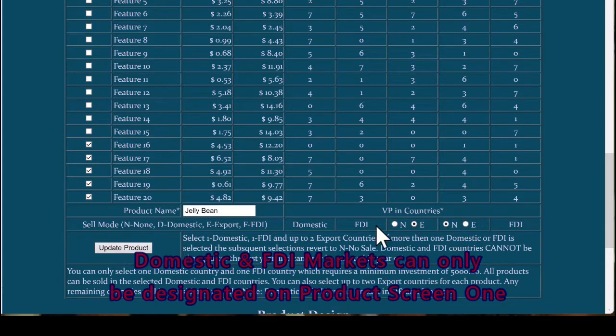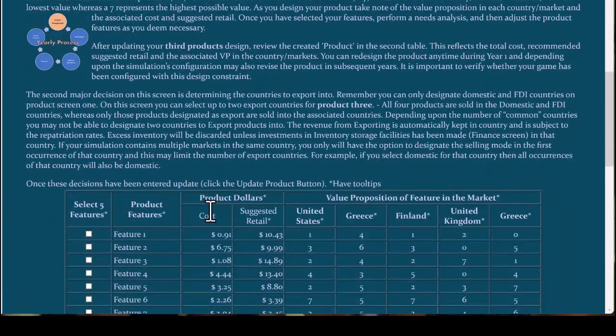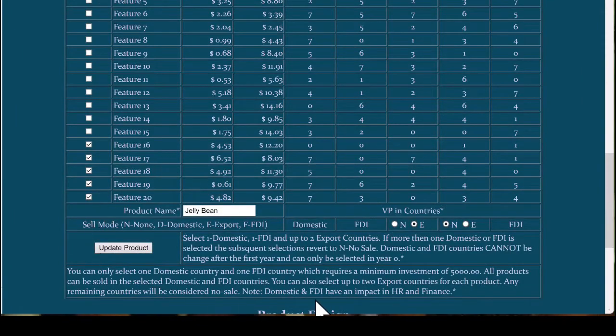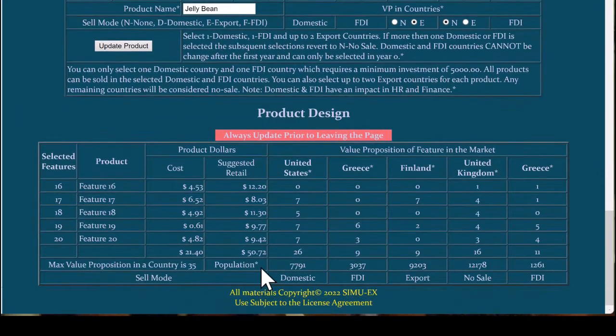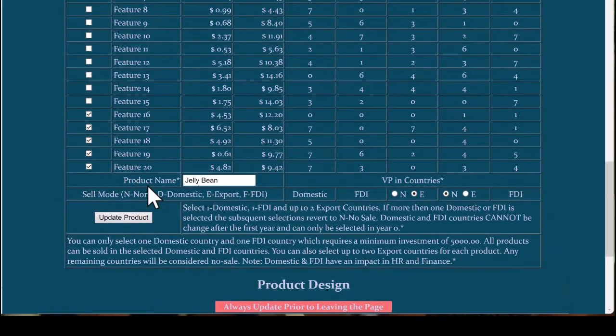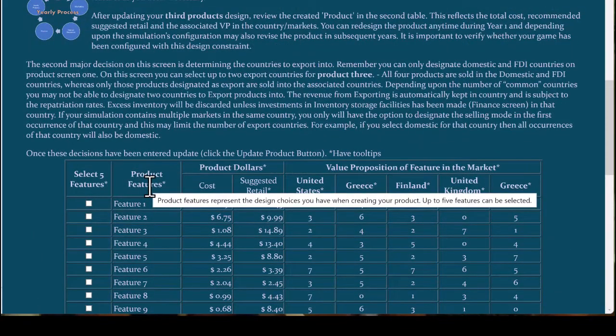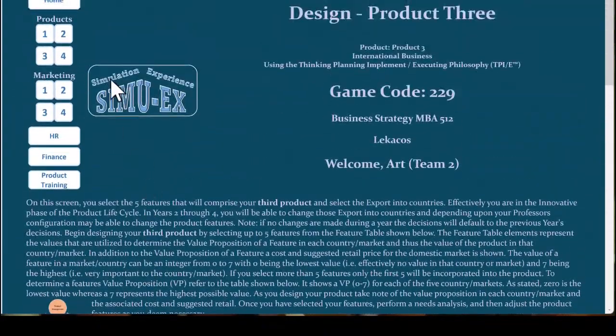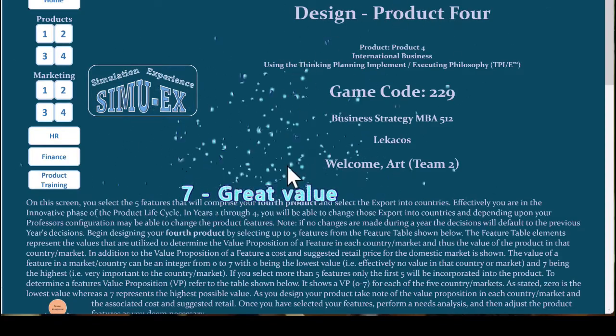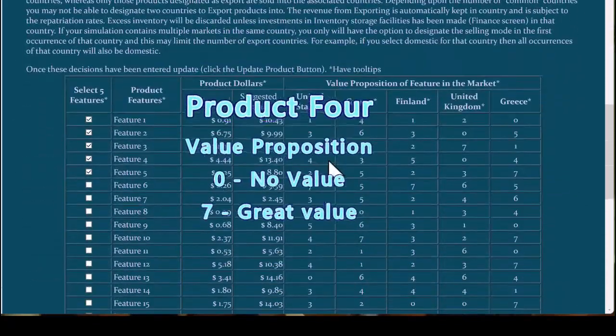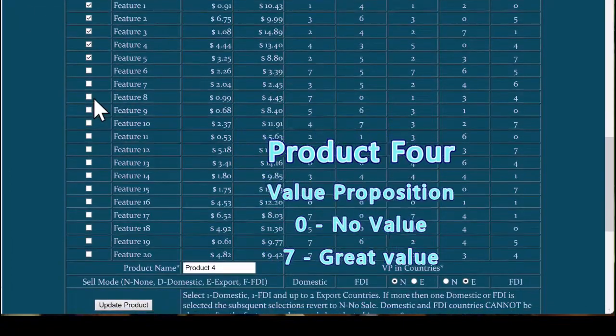You could also elect not to sell in a particular country, again depending upon the value proposition, which is why the product manager would look at the value proposition of the designed product, product 1, 2, 3, or 4, and see how it is valued in each of the target markets that one is pursuing. If we look at product screen 4, we'll see it is identical to product screens 2 and 3, and slightly different from product screen 1 in that it cannot designate in the first year the domestic and FDI.